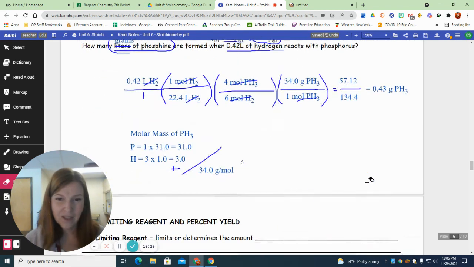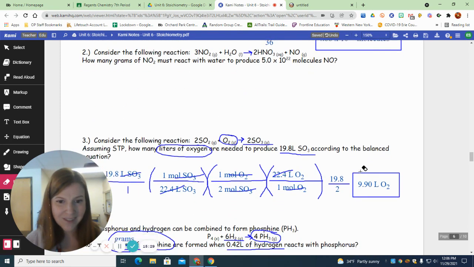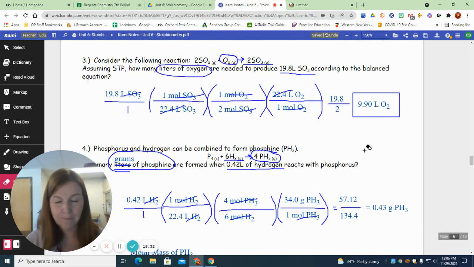Okay. So in class, we will do some practice with all this, but that is the basic idea. The math is the same as what we've been doing. The only difference is now we're talking about liters and molecules rather than just grams for everything.